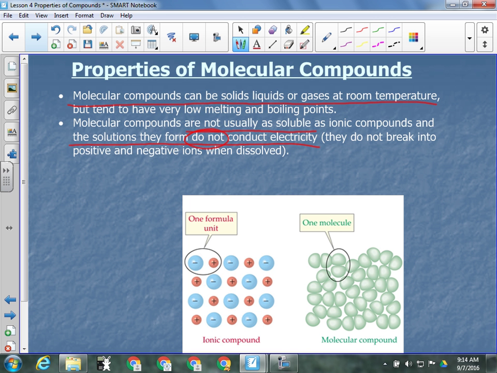Alcohol is another one. Alcohol is a molecular compound. It does not conduct electricity. It's also a liquid at room temperature. Let's say, for example, because this might happen, that one of your unknowns was water and one was alcohol. They're both molecular. They're both liquids at room temperature. Neither of them is going to conduct electricity.